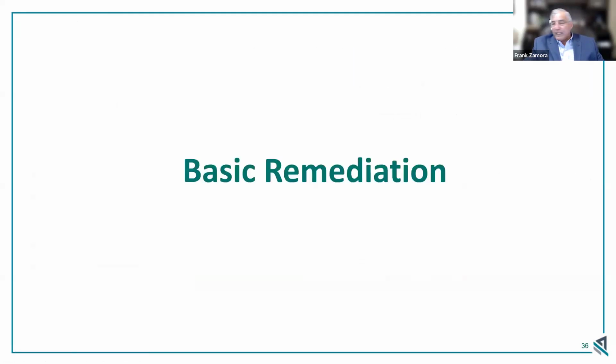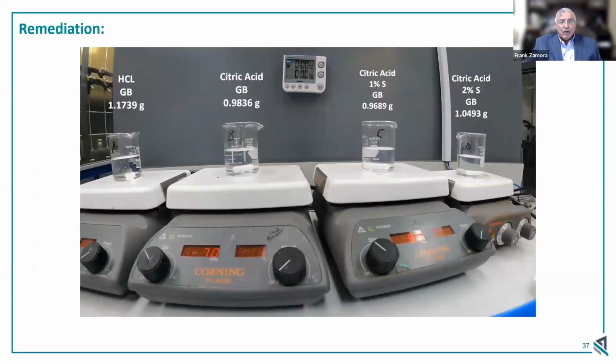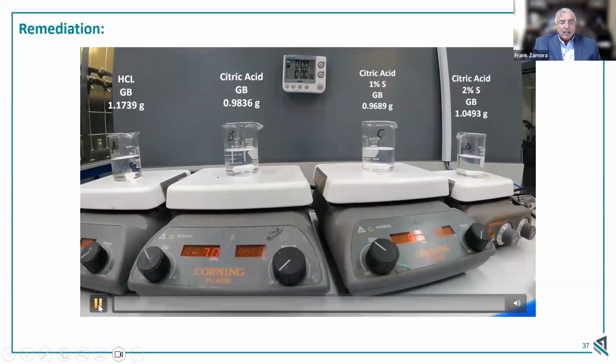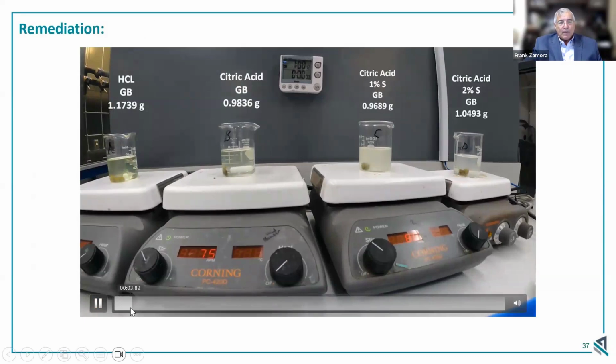So let's talk in the next 5 minutes. How do we get rid of this stuff? Well, we already saw early on that 15% hydrochloric acid really wasn't doing much. And so the only thing that seemed to be doing anything was the citric acid. So here's another little video to help demonstrate the difference between this and this, which is 15% hydrochloric. And so GB is the gummy bear.